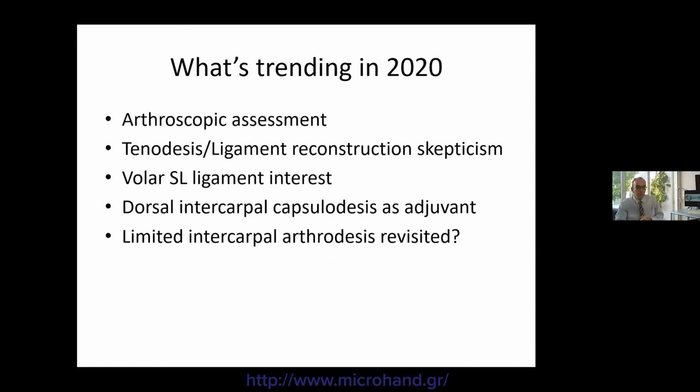What are we doing in 2020? First, we have to arthroscopically assess the patients, whether you do an arthroscopic procedure or not. There is skepticism about ligament reconstruction. There is an interest in the volar part of the scapholunate ligament. Most people will do a dorsal intercarpal capsulodesis when they do an open surgery, even as an adjuvant. And some people are revisiting the notion of scapholunate arthrodesis with newer material.